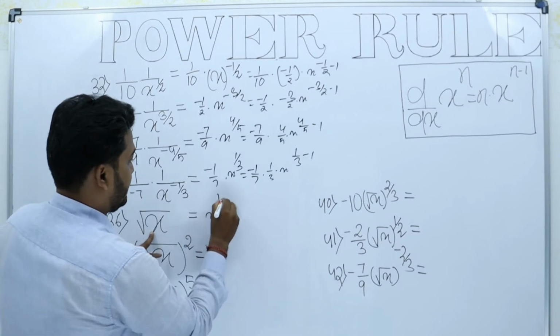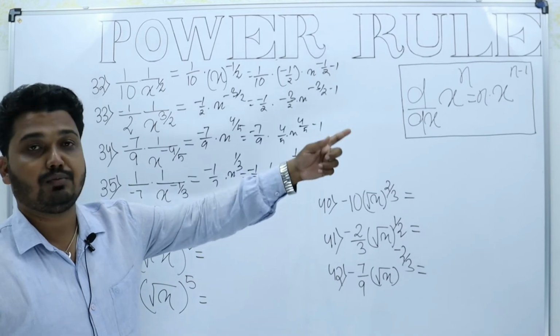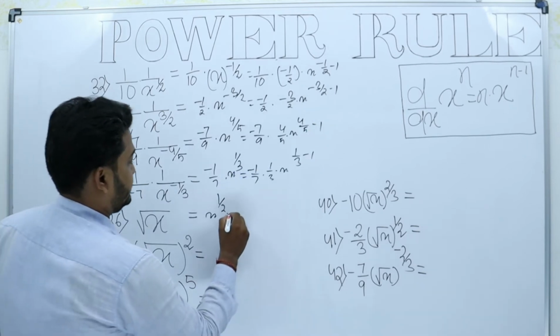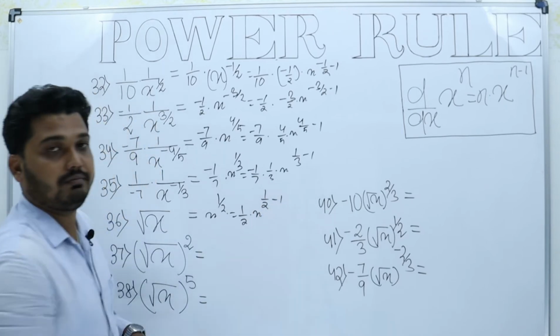Now this is only root x. Root x means the power is 1 by 2. Hence the formula is 1 by 2 x to the power 1 by 2 minus 1. So the derivative is 1 by 2 x to the power 1 by 2 minus 1.